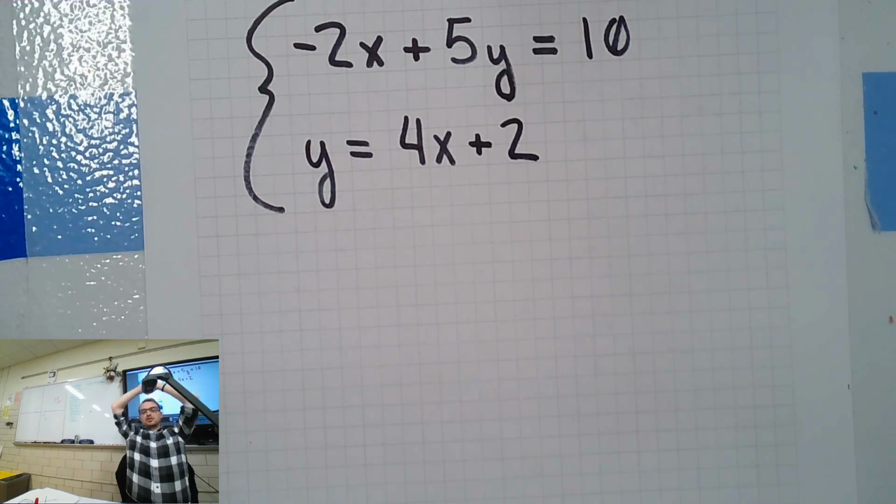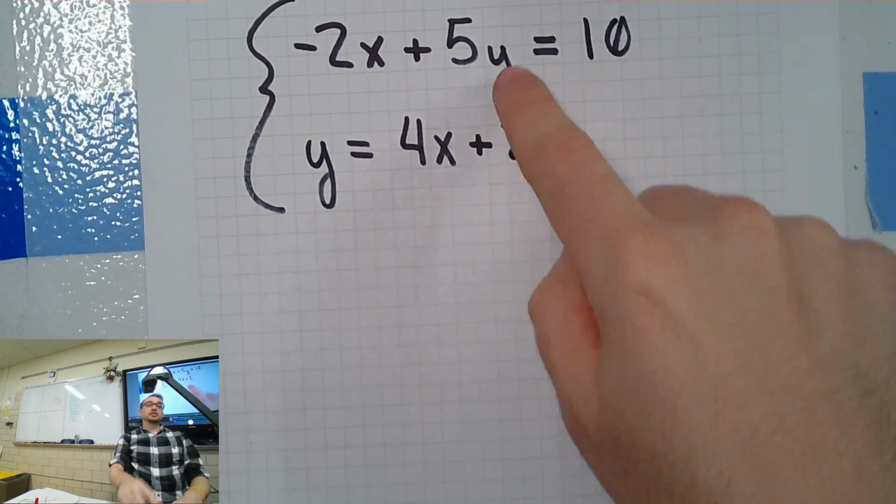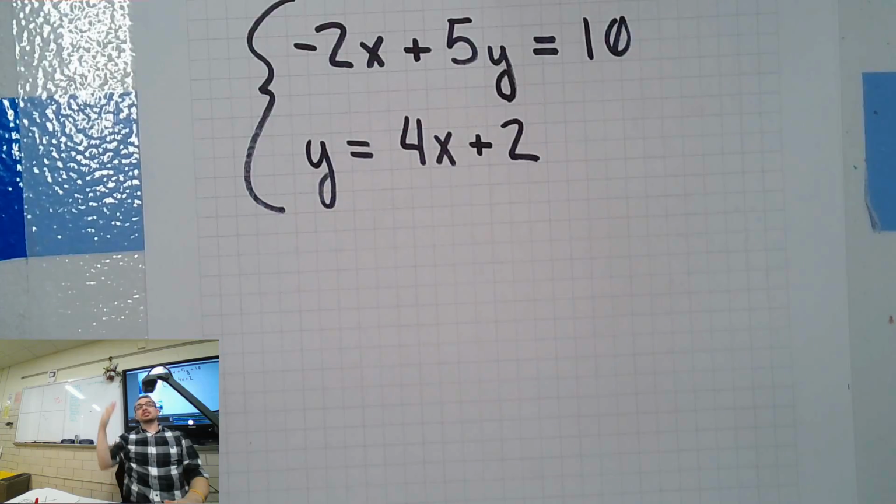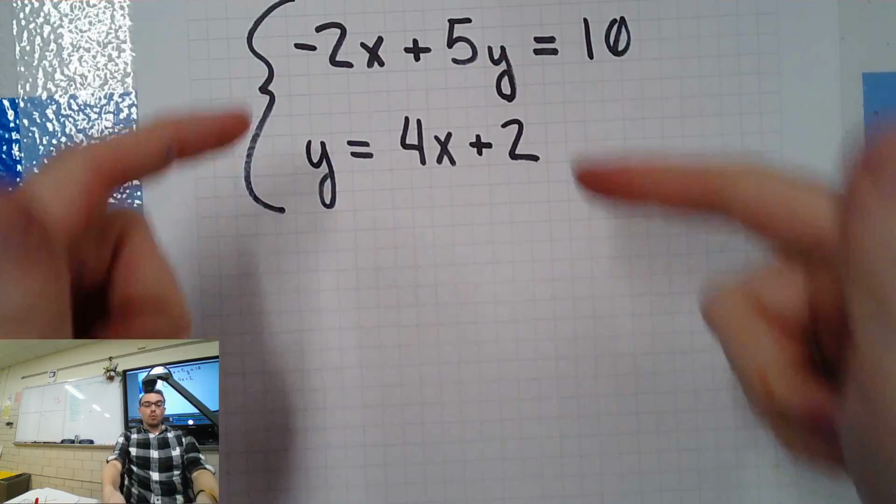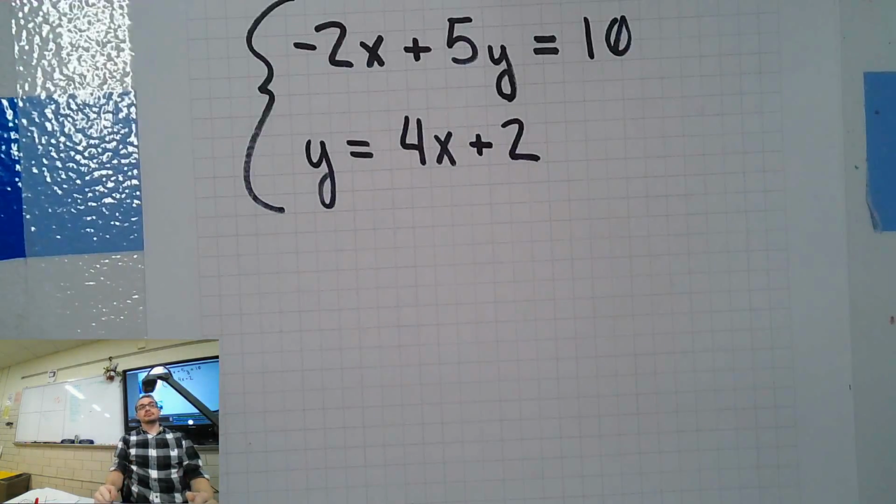A couple ways I can ask this question. I can ask, where do these two lines intersect? Which is the same question as saying, what's the solution to this system?